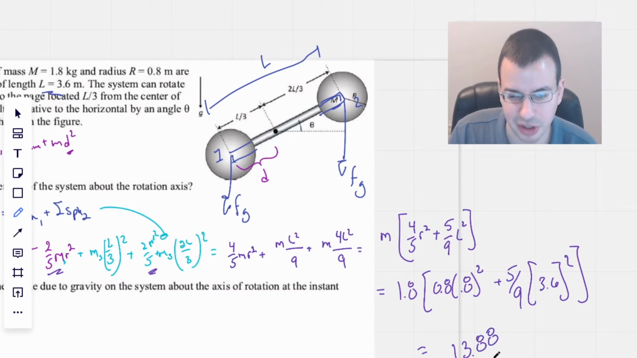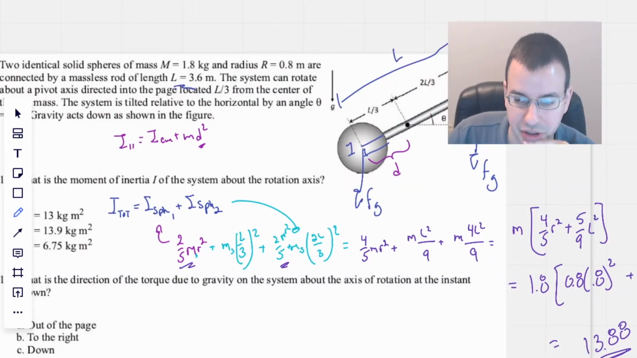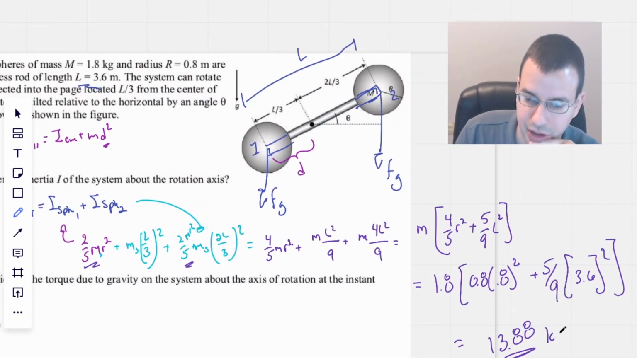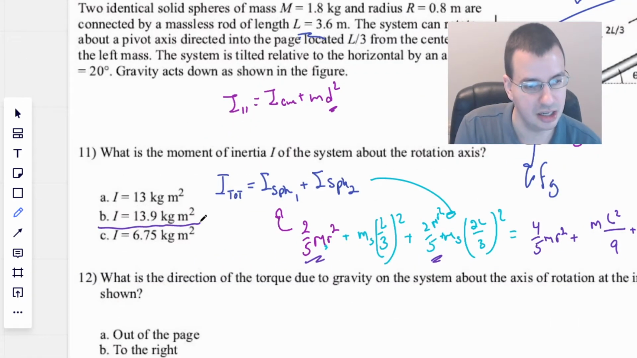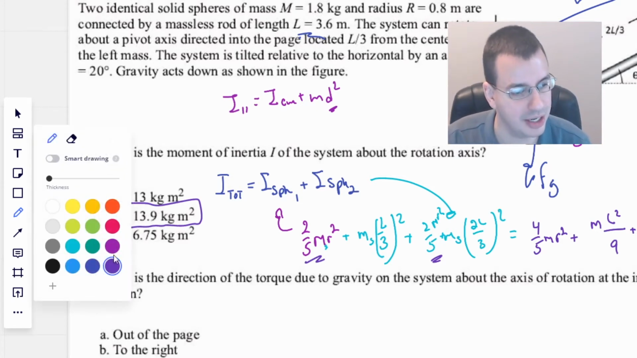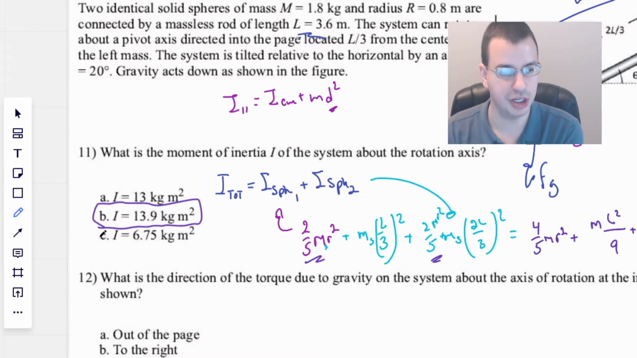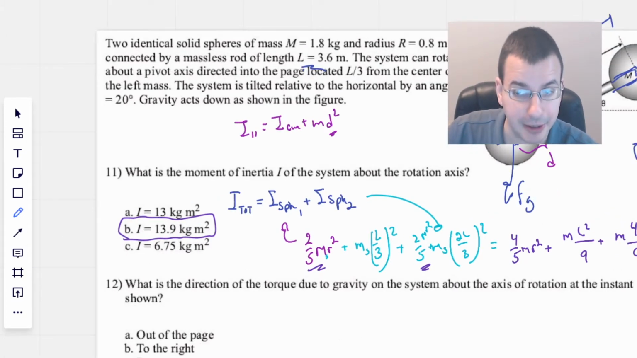13.88. And I don't really know what the units are for that. I'm just going to leave them off for now. Kilograms meter squared. I'll put that on real quick. See if there's a possible answer here. I'm going to say it is B, 13.9, which is kind of like 13.88, just rounded. So that's not too bad.